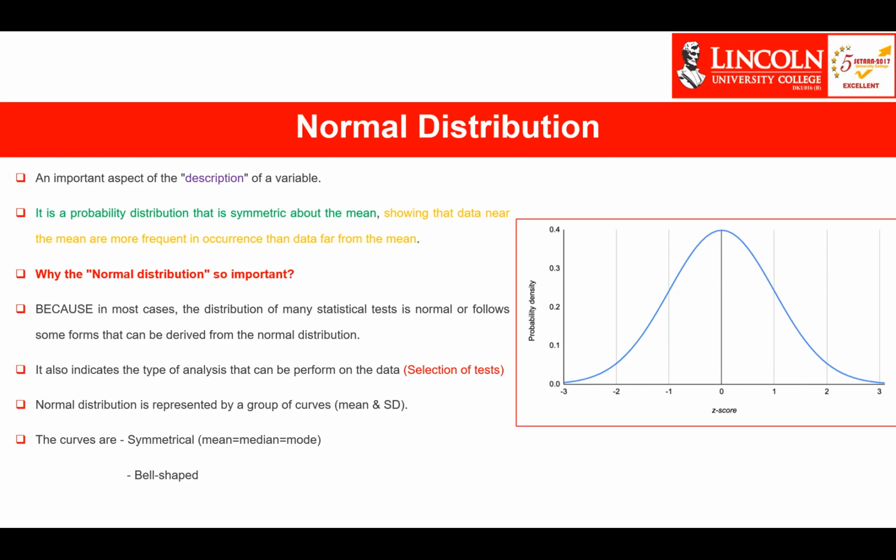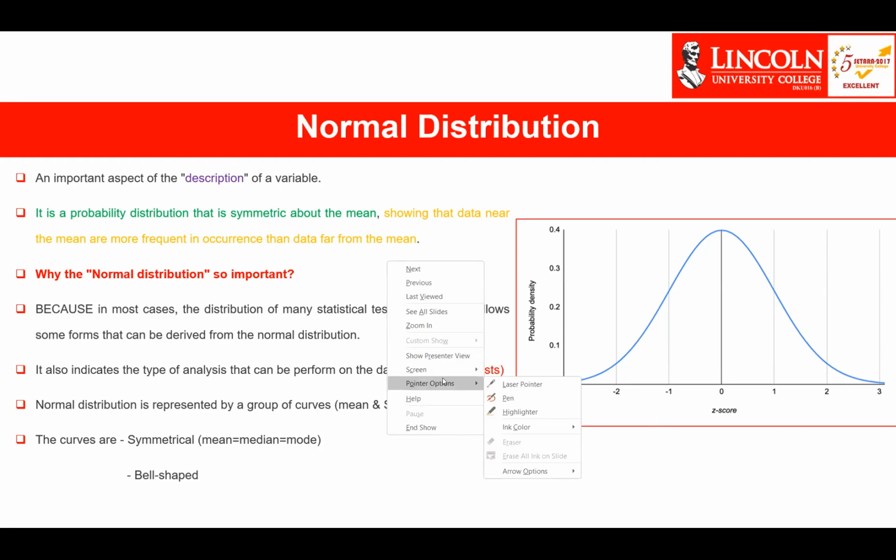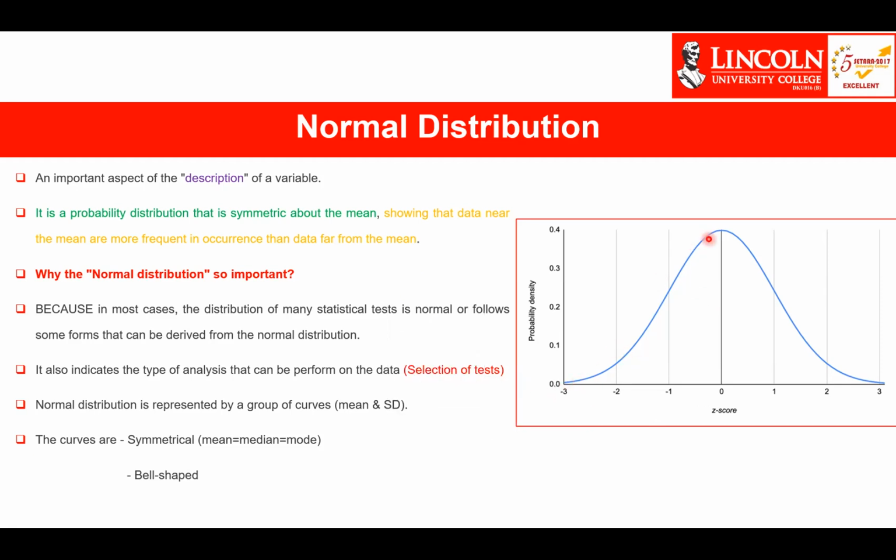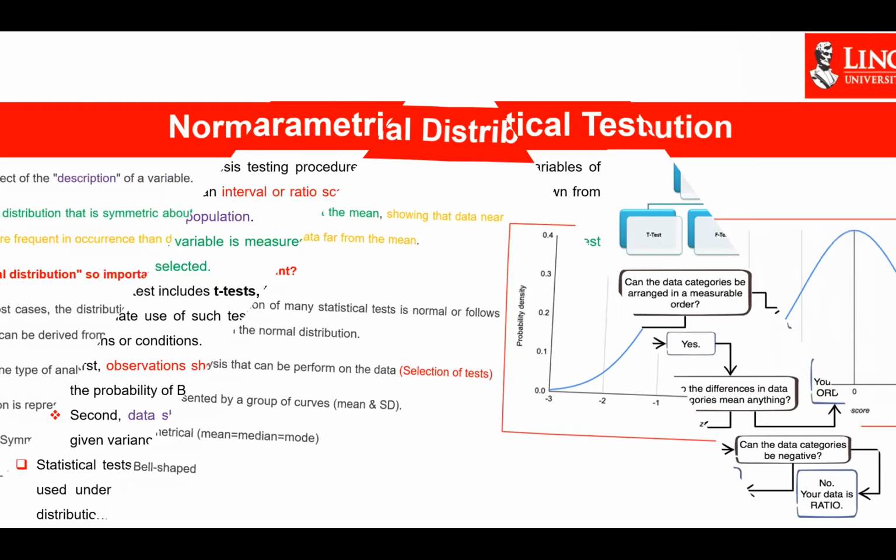The normal distribution is represented by a group of curves, defined by means and standard deviations. The curves are symmetrical, which means that the mean, median, and mode are all equal, and it is always bell-shaped. If you look at the figure towards the right of the screen, this is an example of a normal distribution. This is the mean, and the distance between the mean and the first point here is the standard deviation. We are going to discuss more about this, but this is just to introduce you to what normal distribution is.